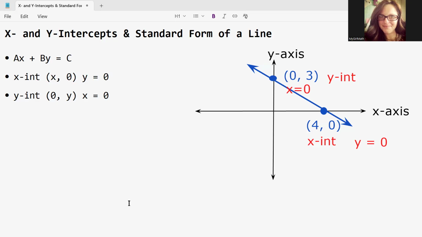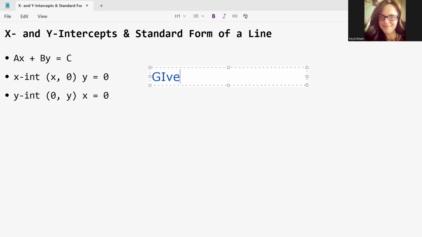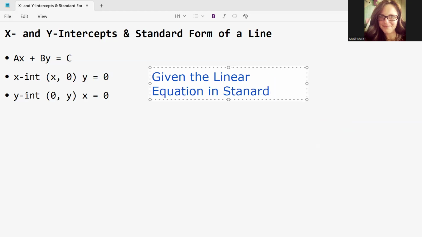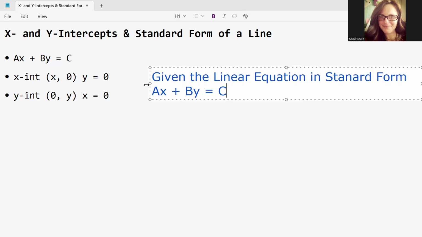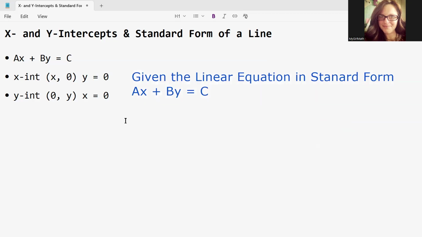Let's take a look at finding the x and y intercepts from an equation. Given the linear equation in standard form, ax plus by is equal to c is the standard form of a linear equation. We'll find the x and y intercepts of the linear equation.